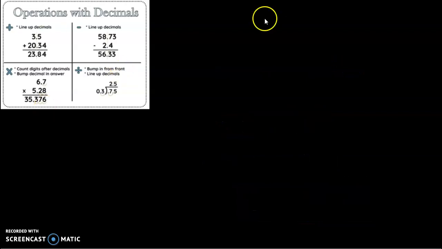Now we're going to do multiplication. We're going to do a multiplication example here. So in multiplication, it says count the digits after the decimal and bump the decimal in your answer. So in this case, we do not need to align our decimals ahead of time. We're going to move it later. So let's just pick a number. Let's do 8.2 times, I don't know, 2.03.